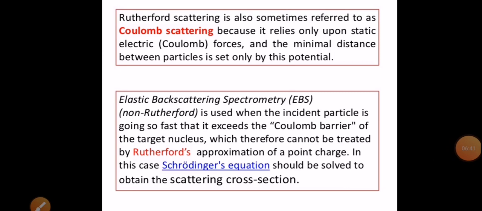Then one technique called elastic backscattering spectrometry is there. It is actually a non-Rutherford technique. The theory behind it is not similar to that of Rutherford scattering. That is why it is a non-Rutherford technique, and it is termed elastic backscattering spectrometry. This is used when the incident particle is going so fast that it exceeds the Coulomb barrier of the target nucleus, which therefore cannot be treated by Rutherford's approximation of a point charge. In this case, the Schrodinger equation should be solved to obtain the scattering cross section.